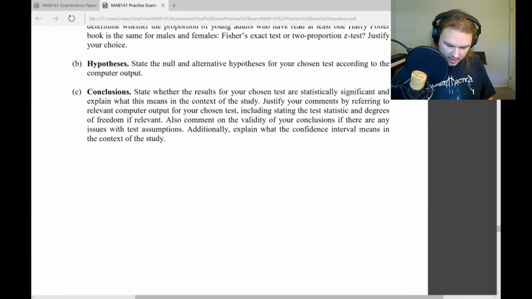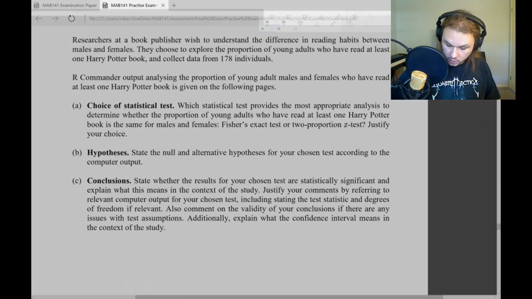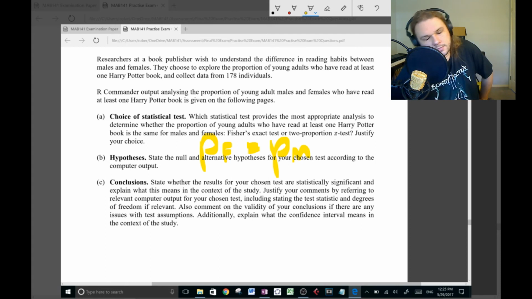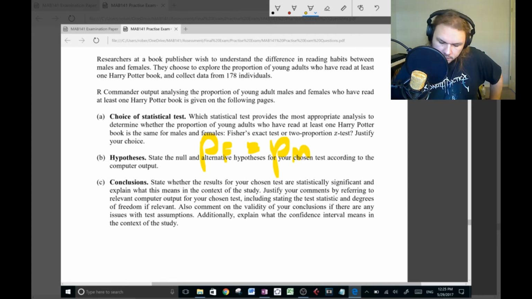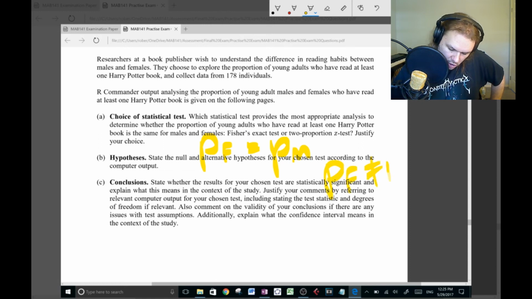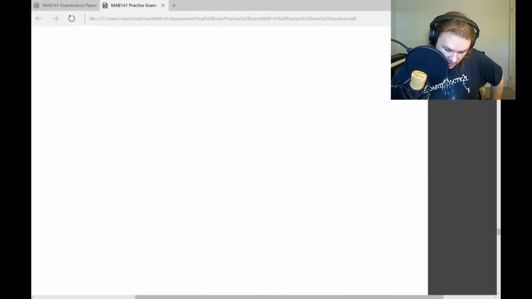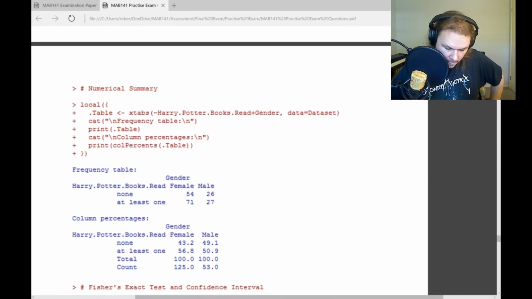Now what about the null hypothesis? Well, the null hypothesis here would be that the proportion for females is equal to the proportion for males, the proportion of these populations that have read at least one Harry Potter book. This will be a 2-sided test, so the proportion for females not being equal to the proportion for males would be the alternative hypothesis. Okay, so let's go down and have a look.